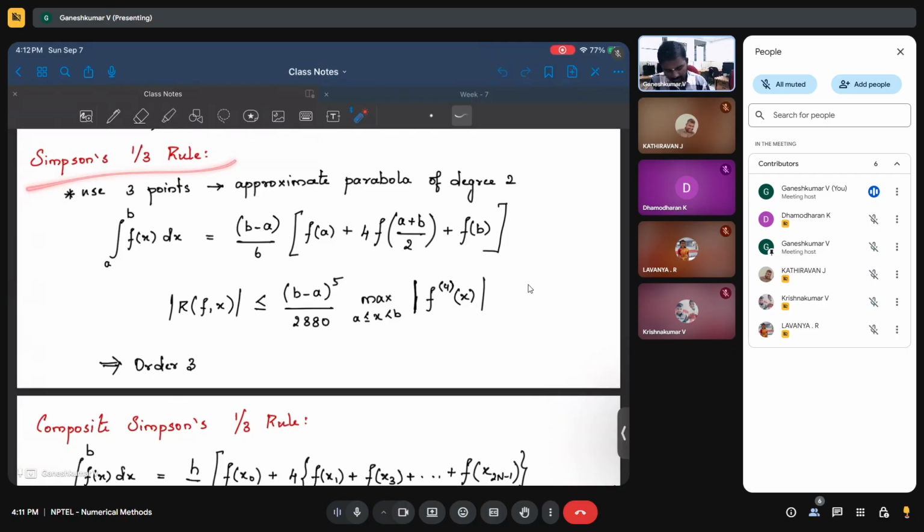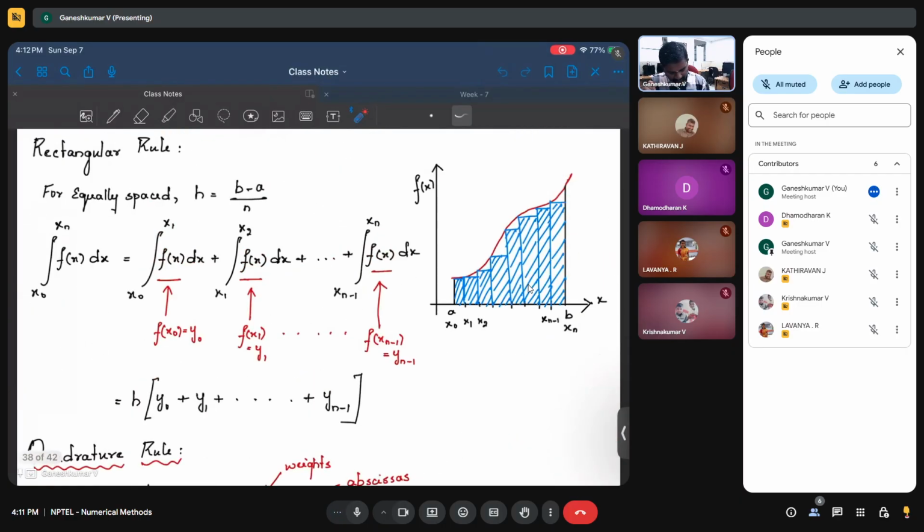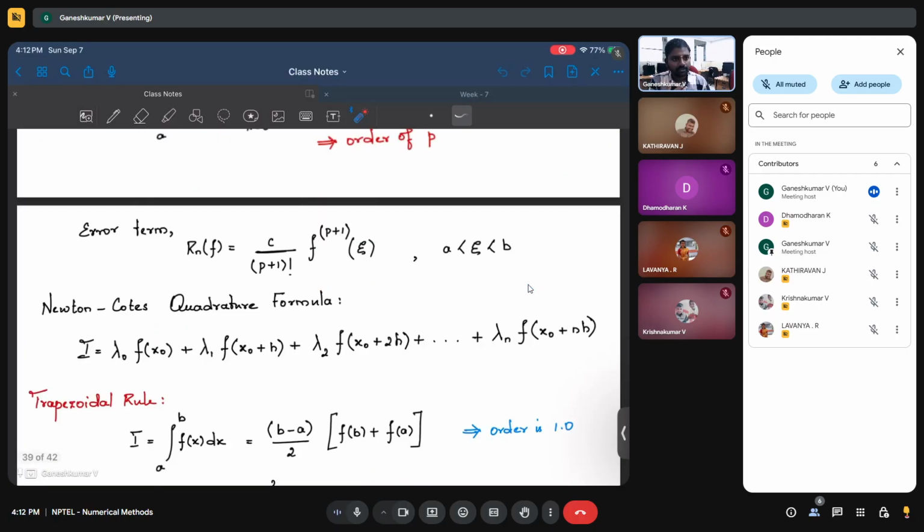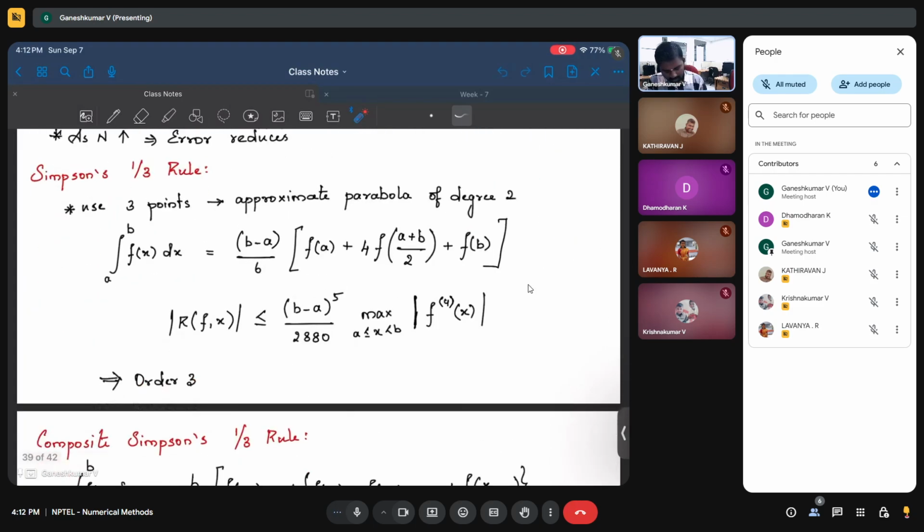In Simpson's 1/3 rule, instead of a rectangle, we choose a linear line at the top. Now instead of that, you take 3 points and then you fit a parabola, a quadratic polynomial. That becomes your Simpson's 1/3 rule. So basically you approximate it as a parabola of degree 2 for every 3 points, and when you do that, this will be your Simpson's 1/3 rule for the entire range A to B.